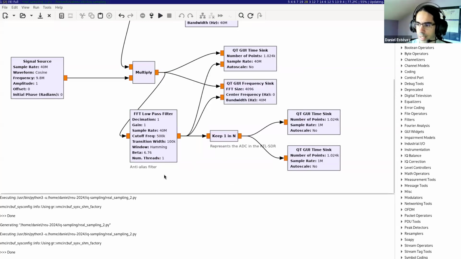So this is the anti-alias filter, and before any analog to digital converter, there is an anti-alias filter, because if not, there are signals at different frequencies that when you go to the digital domain can become aliased and they overlap, and then it's not possible to separate the two signals anymore, and basically they interfere with each other.